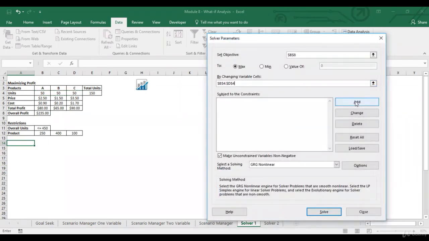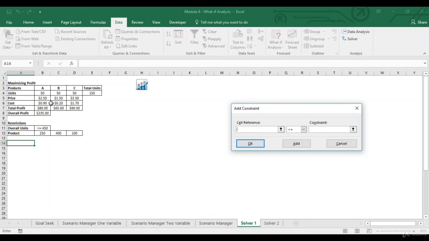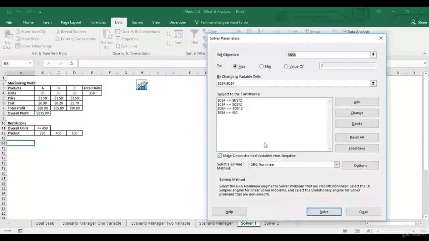Now we'll add the constraints. So add. The first constraint will be that the number of units for product A should be less than or equal to this. Add. For product B, this should be less than or equal to 400. Add. For product C, this should be less than or equal to 100. Add. The overall units should be less than or equal to 450. So we've got these four constraints over here, and let this remain as GRG Nonlinear. We'll click on Solve.